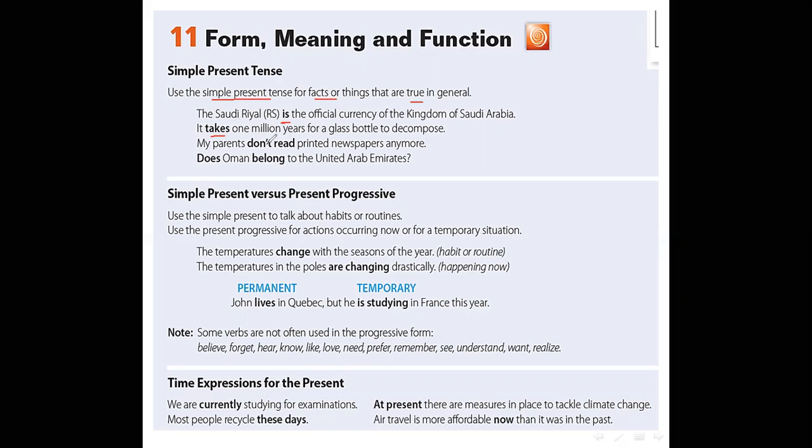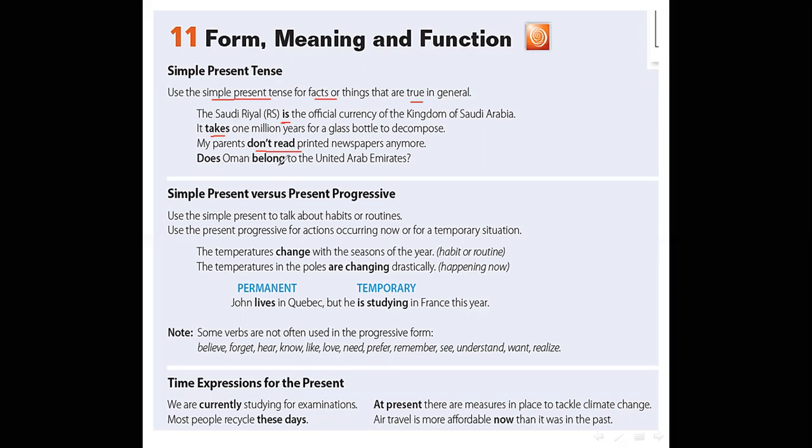My parents don't read printed newspaper anymore. It's a habit, so we use simple present. This is a negative sentence. We use don't plus base form.